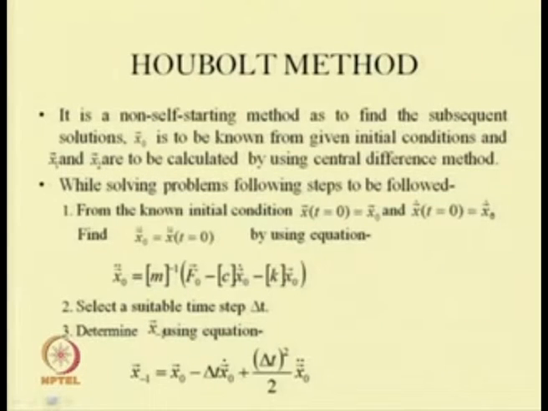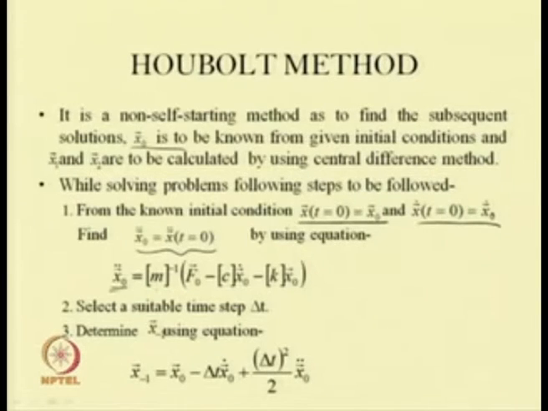In this method, it is a non self-starting method, as to find the subsequent solution, x 0 has to be the known solution. So, let us take this initial condition x 0 and x 1. One can find the expression for the acceleration at t 0. From a known value of displacement and velocity, we can first find this acceleration.